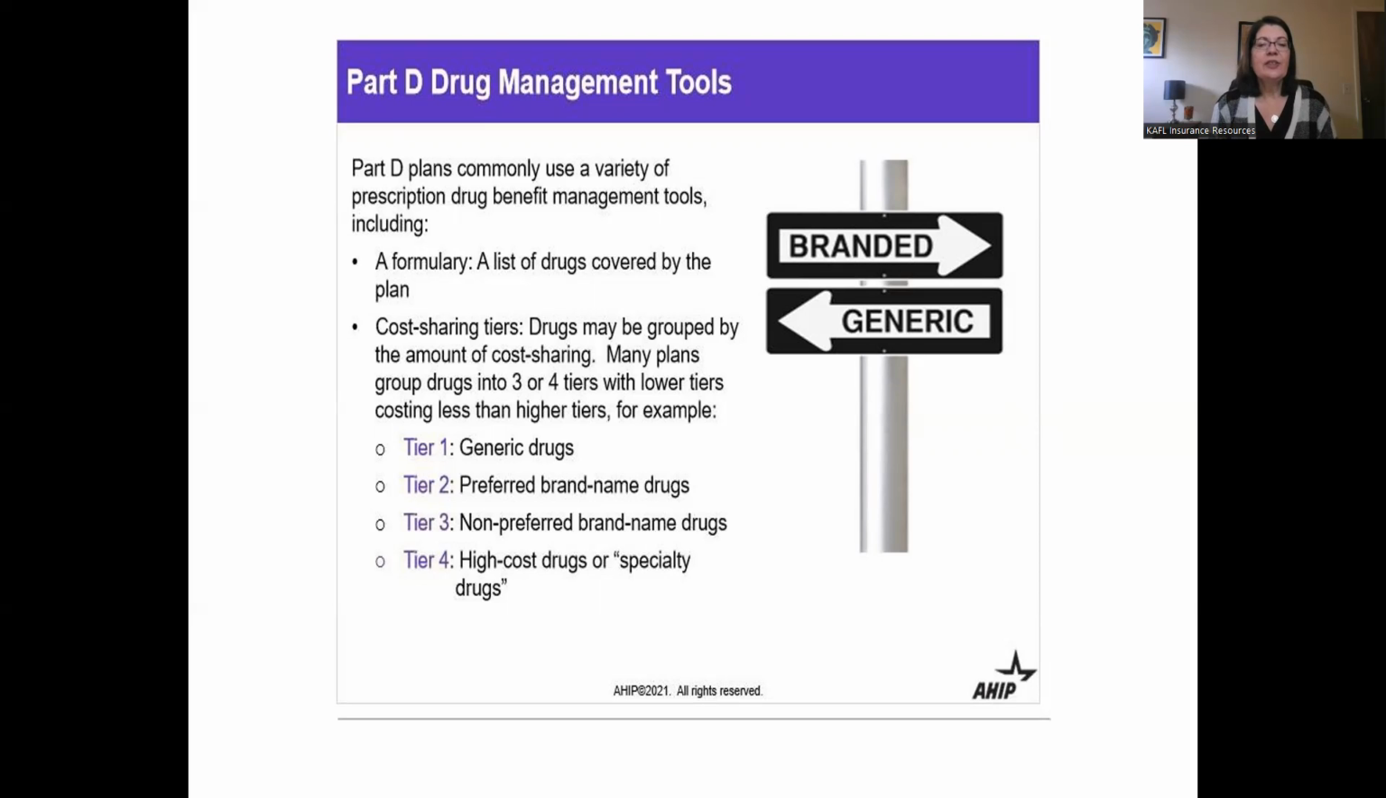Now, the lower tiers, this lists 4. Frequently, there's actually 5 tiers. But the lower the tier, the lower the cost. And that additional tier is actually tier 2. There's a preferred generic tier. So it's generic, preferred brand name, non-preferred brand name, and then specialty drugs. So frequently there's 5 tiers.